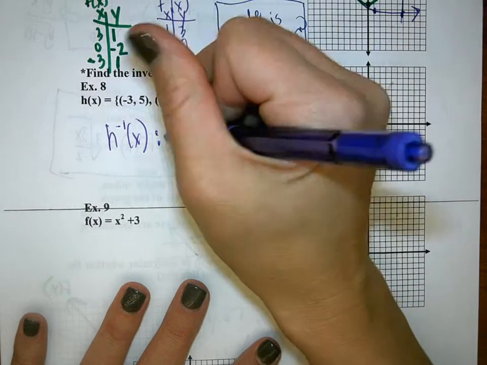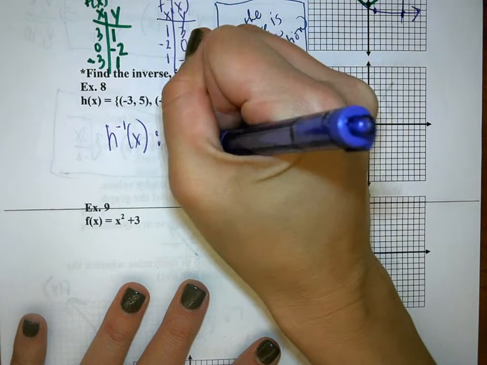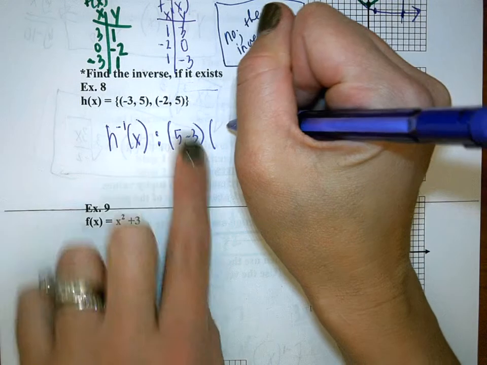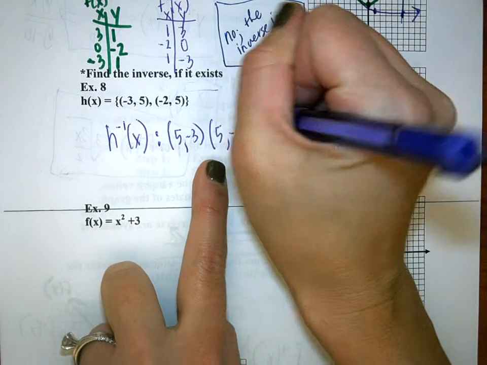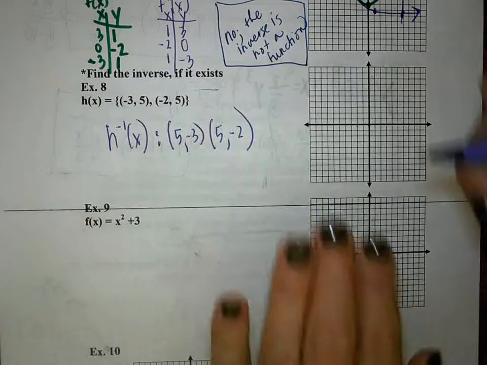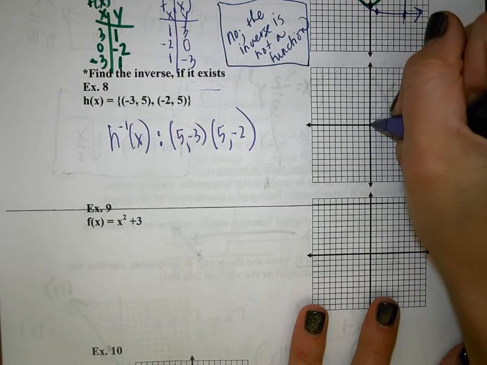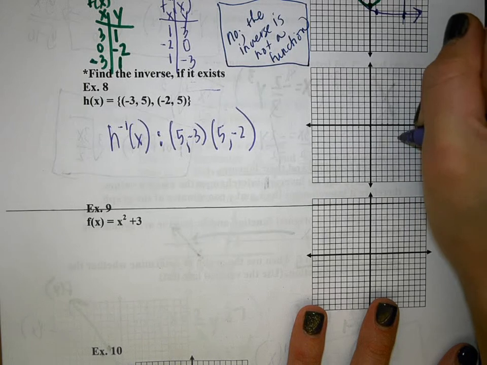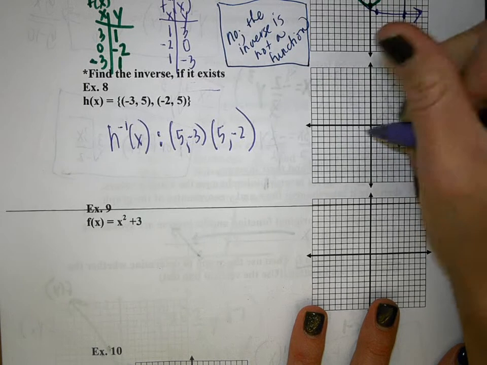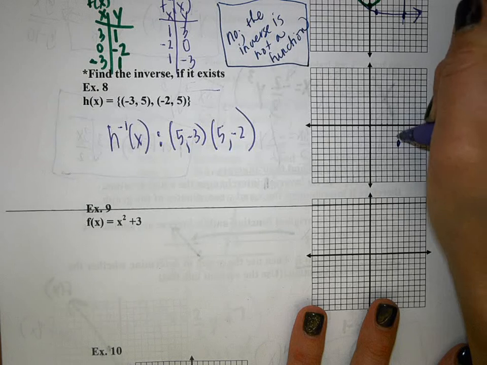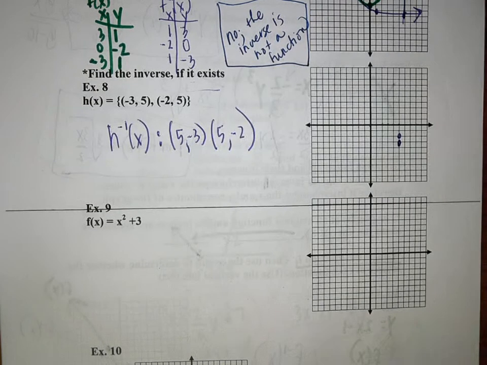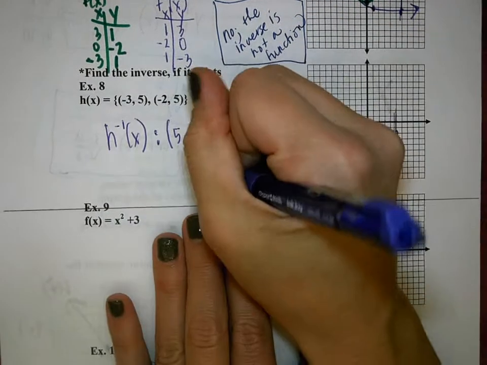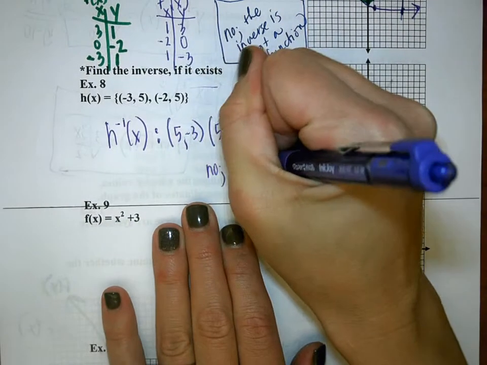So my first point will be 5 comma negative 3, because I'm exchanging those x and y's. And my next point is going to be 5 comma negative 2. So if we plot our inverse function, it goes right 5, 1, 2, 3, 4, 5, down 3, 1, 2, 3. And the other one is 5 over 5 down 2. Well, is that a function? No, because if you did your vertical line, it's hitting 2 points. So no, the inverse is not a function.